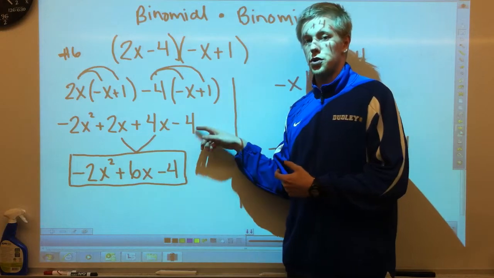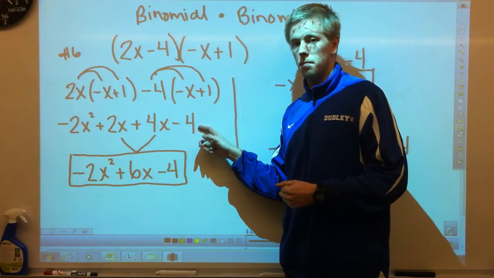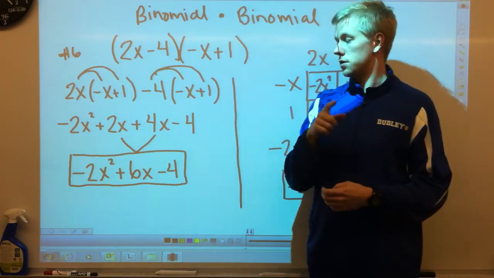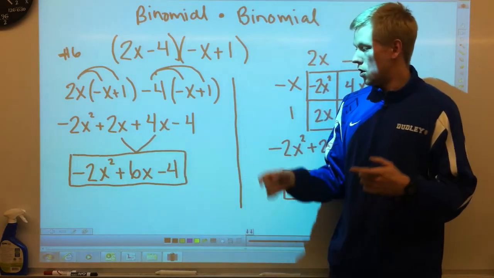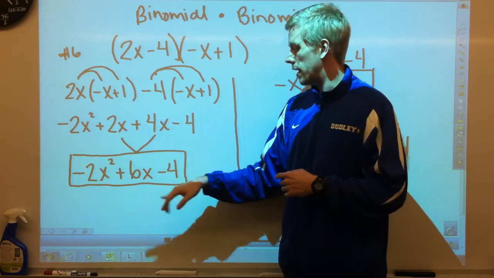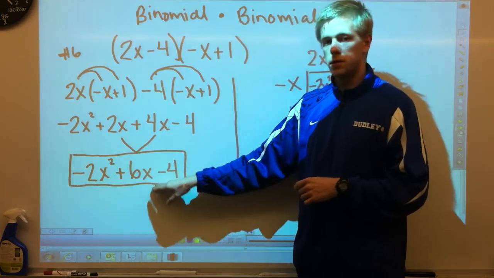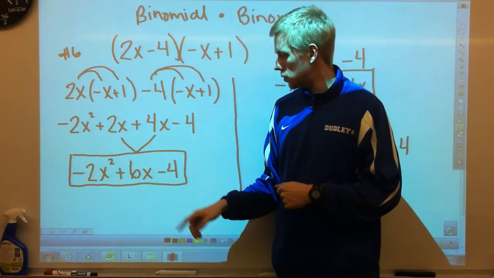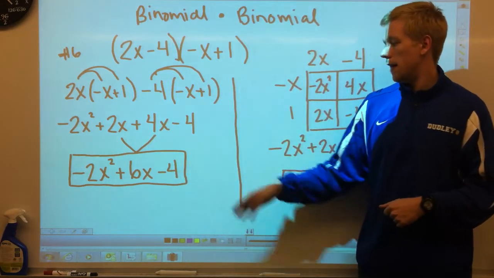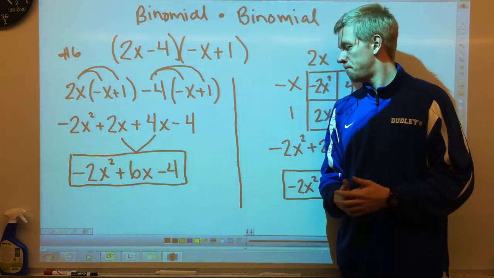Again, I need to make sure there are no like terms that I can combine here before I box in my final answer. If I look, I have a positive 2x and a positive 4x. When I combine those together, 2 plus 4, I get 6x. That is the most simplified version of this whole problem. So this is negative 2x squared plus 6x minus 4. That is my final answer for that problem.